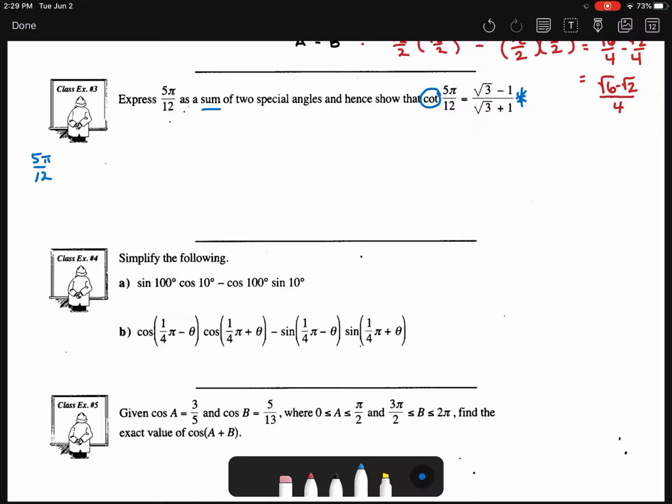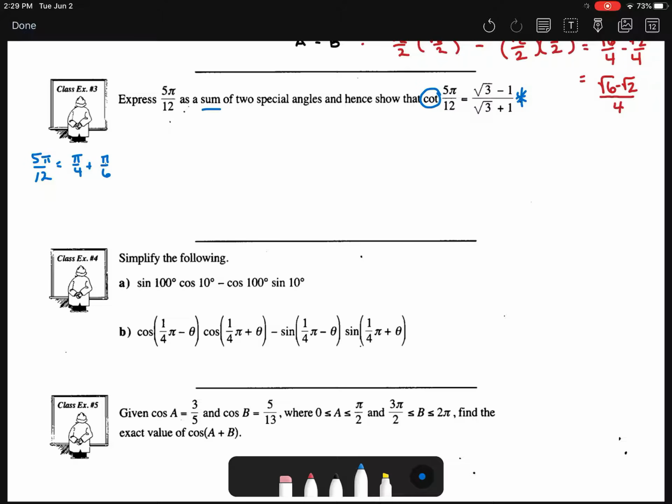5 pi over 12. That's not going to be one of our special angles. But what I can do is take two special angles and add to get 5 pi over 12. And those two special angles would be pi over 4 plus pi over 6. Okay, 30 and 45 degrees gives me that value. So I've found my two special angles that I'm going to use in this case.